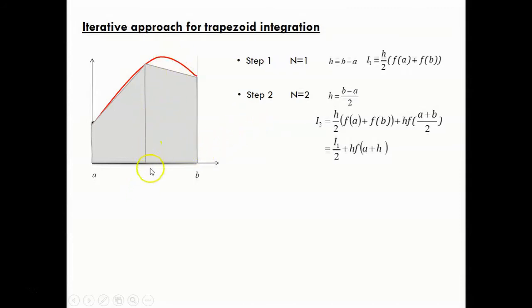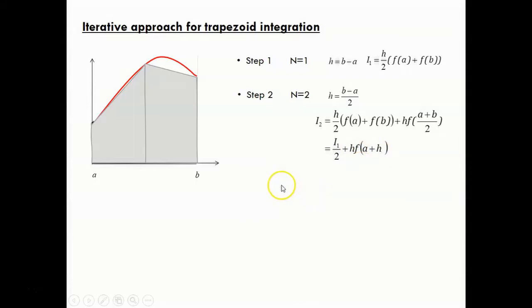For the second step, then we have here the point c equals a plus b over 2, and we have these two trapezoids. So the area of the total integration is equal to h over 2, the first point plus the last point, plus h times f of the middle point, f of a plus b over 2. So this is equal to I1 over 2, which is h over 2 f of a plus f of b over 2, plus h f of a plus h.